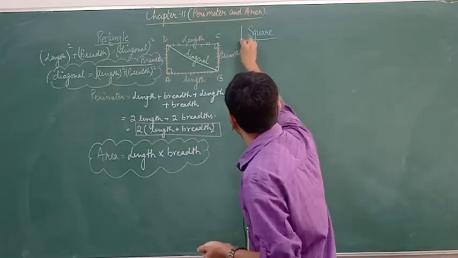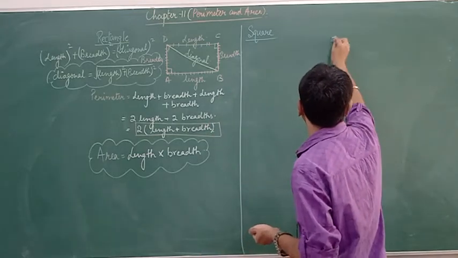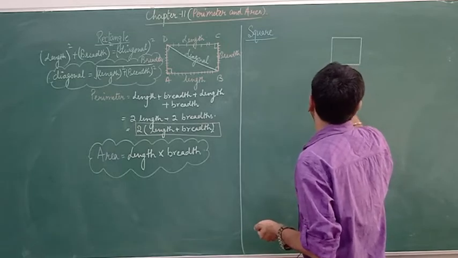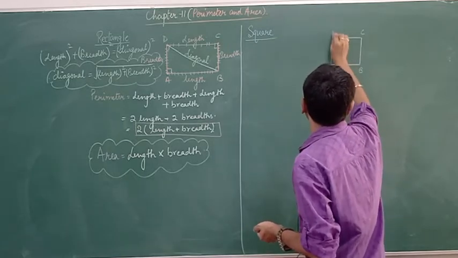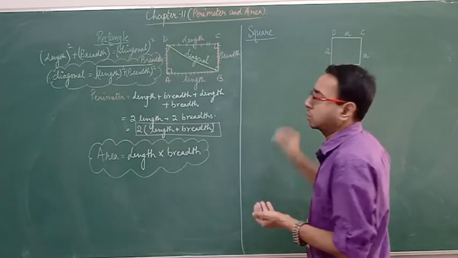Let's move on to square immediately. Square is a special type of rectangle whose all sides are equal. Therefore, if this side is A, this is also A, this is also A, this is also A.